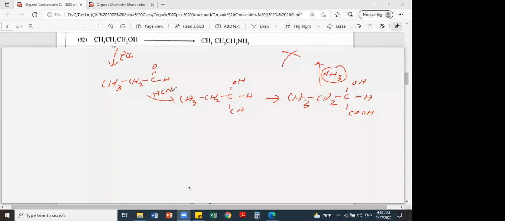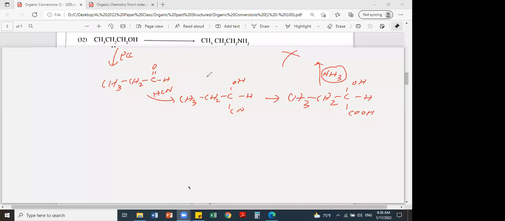Arkham: acidified KMnO4, ammonia, lithium aluminum hydride. Acidified KMnO4 gives the acid, CH3CH2COOH. Heated with ammonia gives the amide. Amide you can convert into this, I think. Wait, Arkham, I'll check your last reaction. Amide, CONH2, with lithium aluminum hydride, you get CH2NH2, no? Yes. Arkham, correct. Very good.